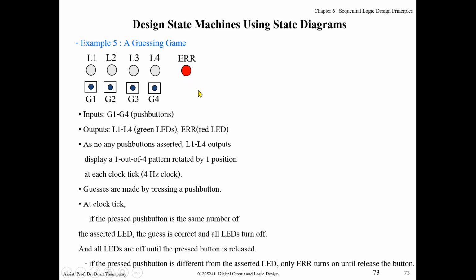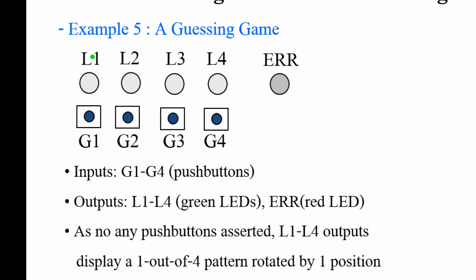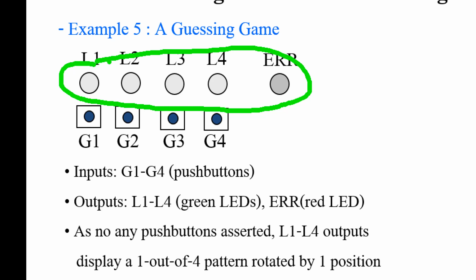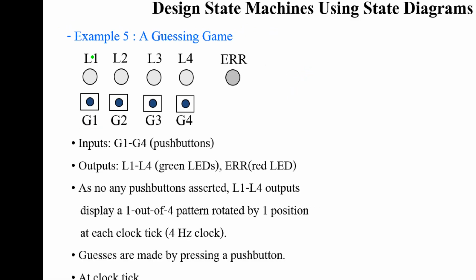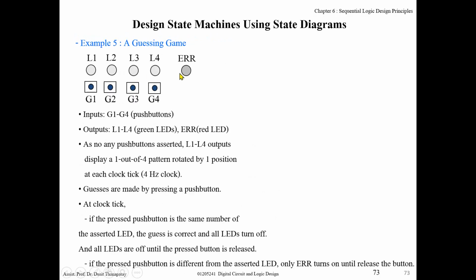Based on this condition, the first step is we must know the state of the system. How many states? You can observe from the pattern of the output. First, no LED turns on. Then only L1 turns on, only L2, only L3, only L4, and ERR turns on. So there are 6 different patterns of the output, right? That means this state machine should have at least 6 states.